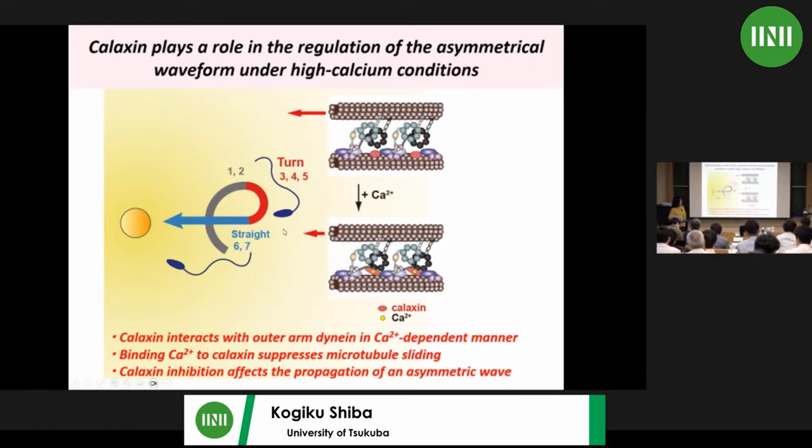And then they perform some turning movement by the asymmetric waveform, and they switch to the straight waveform. We don't yet know the mechanism of how the straight, symmetric waveform is generated and regulated so quickly. But this is the model that we think of now.